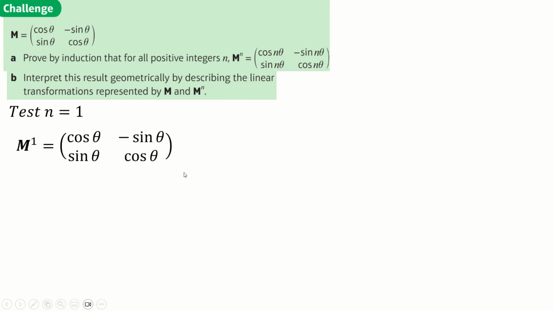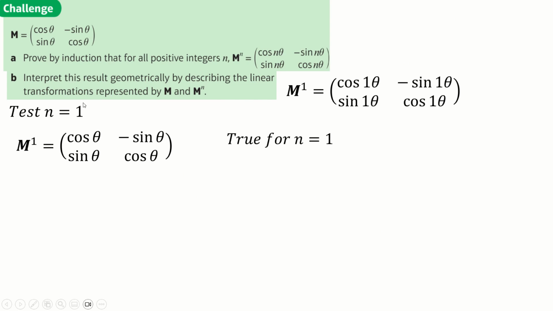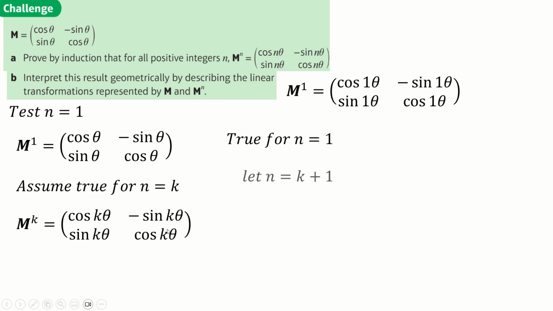So m is this. We're going to show this thing here. So again, test n equals 1. Of course, m to the power 1 is just itself. And then here, m with a 1 here is just with 1s there, which is, of course, just this. So it's kind of trivially true for n equals 1. Assume true for n equals k. So just put k's in here. That's the assumption bit done.